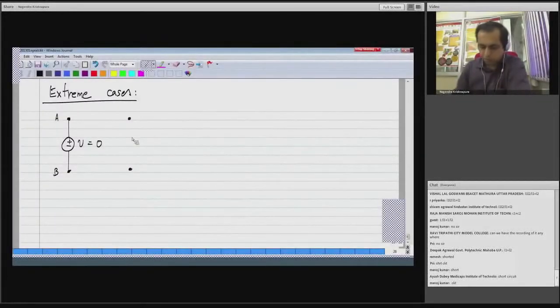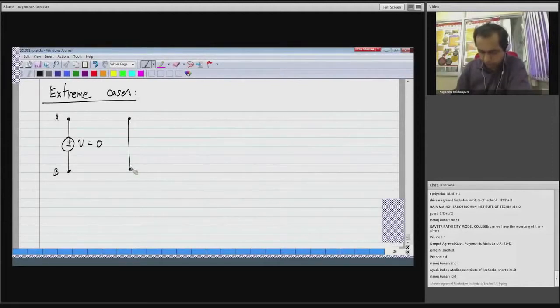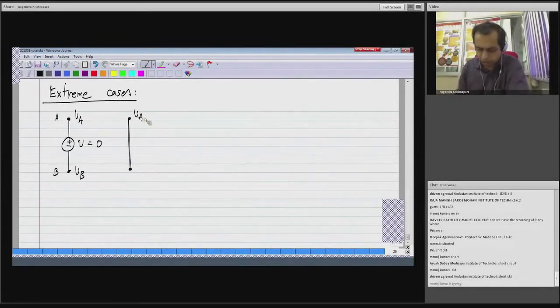As many people mentioned, it is equivalent to a short circuit, because if this V equals 0, the voltage at node A has to be exactly equal to the voltage at node B. So that is like tying these two nodes together with a wire. So this is a short circuit.